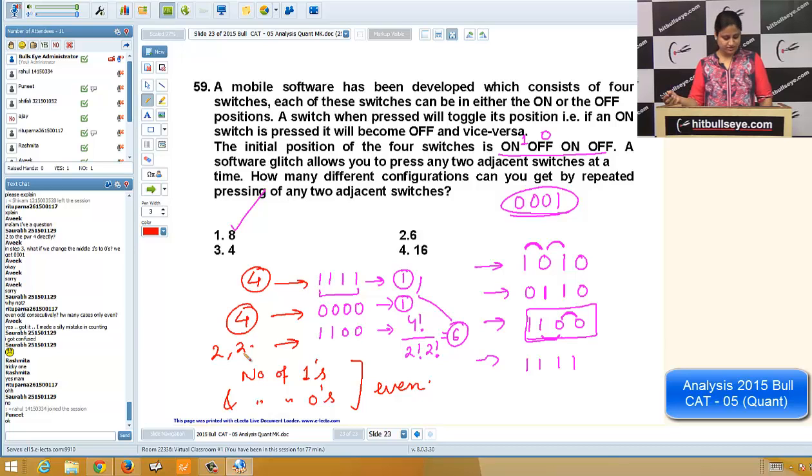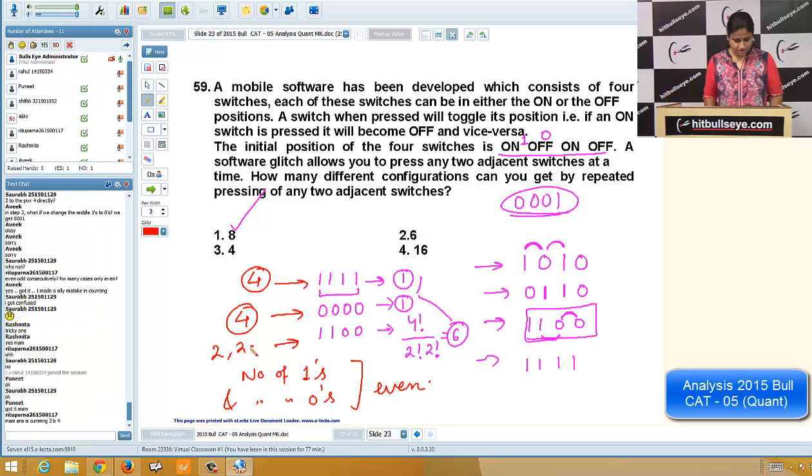Yes, it was a tricky question, mistake prone actually. Rituparna, the answer for this should be 8, and that is the correct answer.